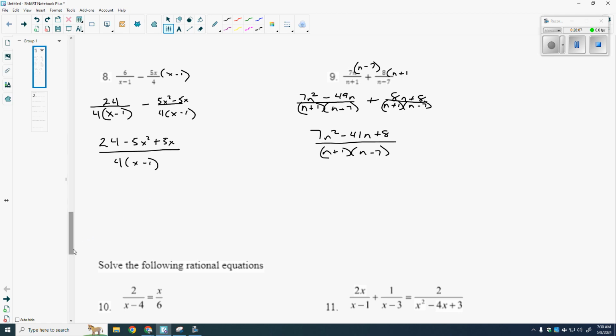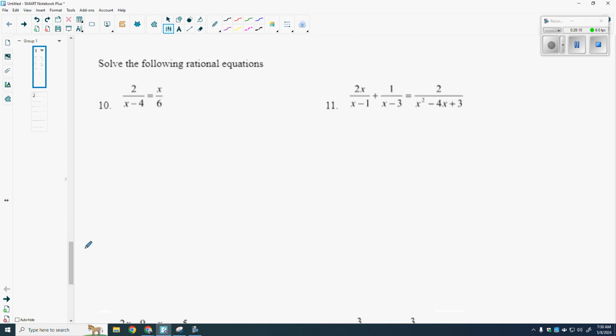Okay, question 10. A couple thought processes on question 10. What we've been doing in my class is multiplying everything by the common denominator. What's my common denominator? It's both of those. So I'm going to multiply this by 6x minus 4. This x minus 4 and this x minus 4 cancel. 2 times 6 is 12. This 6 and this 6 cancel, and I multiply the 2 times x minus 4, and I get 2x minus 8. There's one thought process.